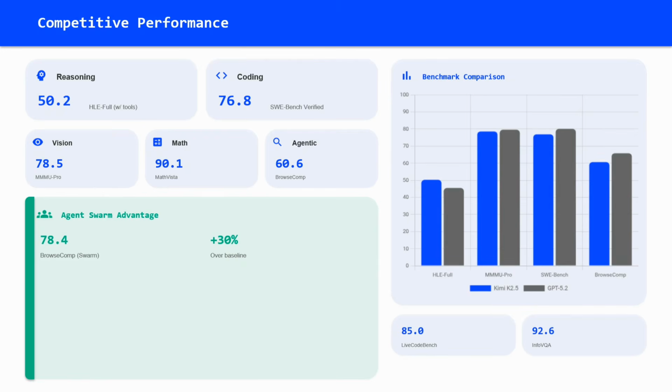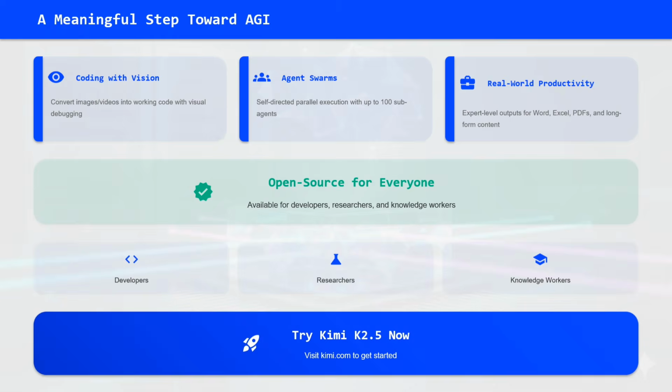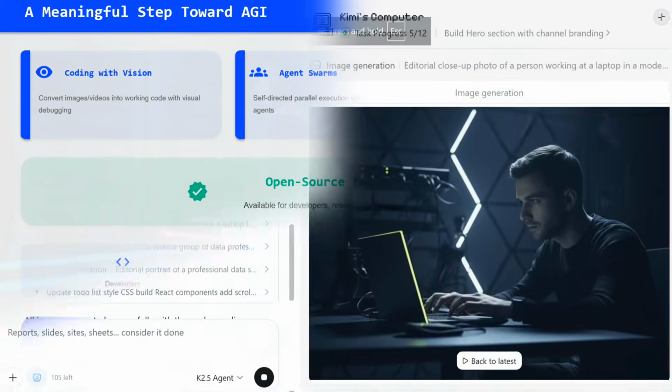Looking at the benchmark, as we have already seen, the model is quite crazy and it is looking way better than other models. Oh, it's open source for everyone. Available for developers, researchers, and knowledge workers. It has an agent swarm, self-directed parallel execution with up to 100 sub-agents, and real-world productivity. Now we know about the basics of the model. Let's jump back to the website that we were developing.